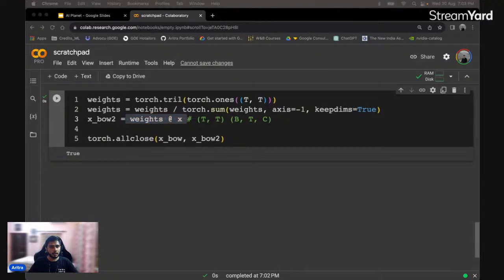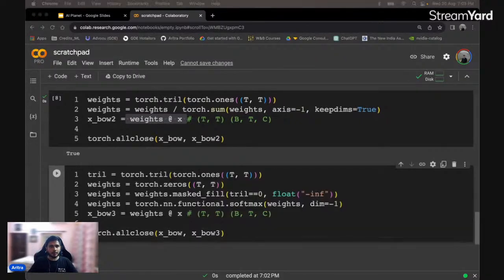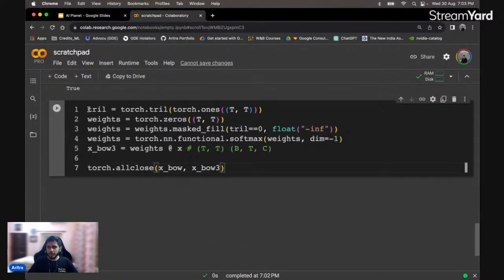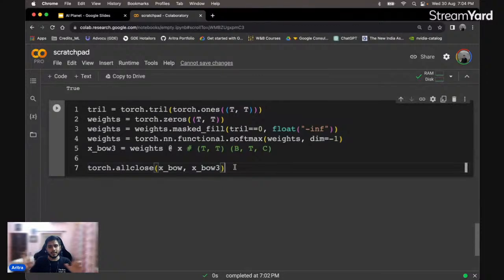Now going back to the Colab notebook, I'll create another code snippet. This is a little interesting, and I'm going to take as much time as I need here, because this is the heart of the entire workspace that I'm trying to build. So this code essentially creates another bag of words, and xbow3 has to be the same as xbow. Let me try it and see whether it's true or not.